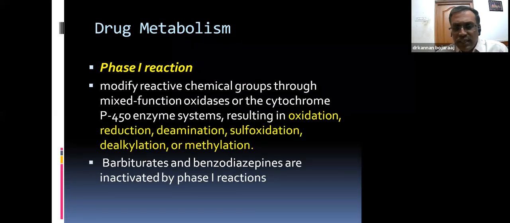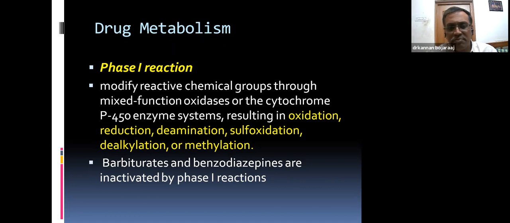That modifies the reactive chemical groups through mixed function oxidases or by the most important cytochrome P450 system. There are so many reactions going on in this phase 1 biotransformation: oxidation, reduction, deamination, sulfoxidation, dealkylation, and methylation. All these types of reactions go on in the liver for drug metabolism, and barbiturates and benzodiazepines are inactivated by this phase 1 reaction.